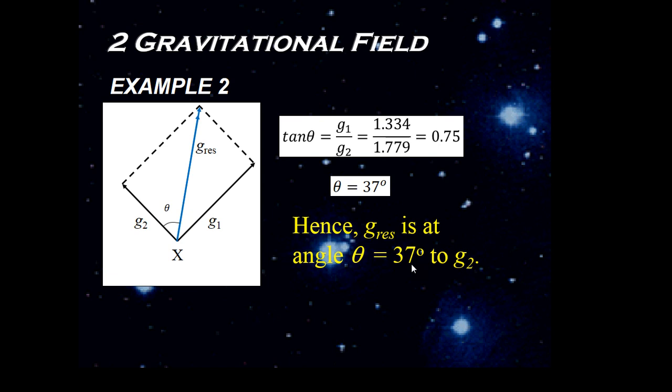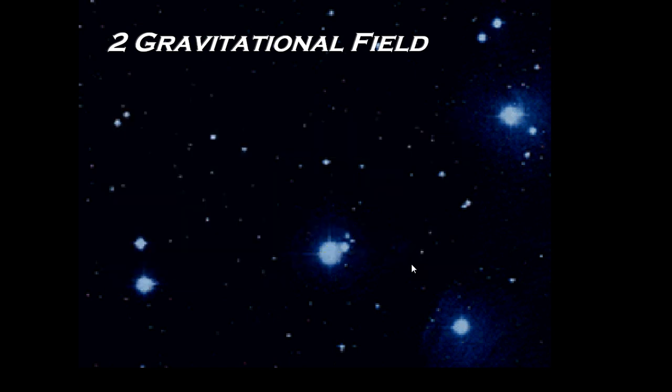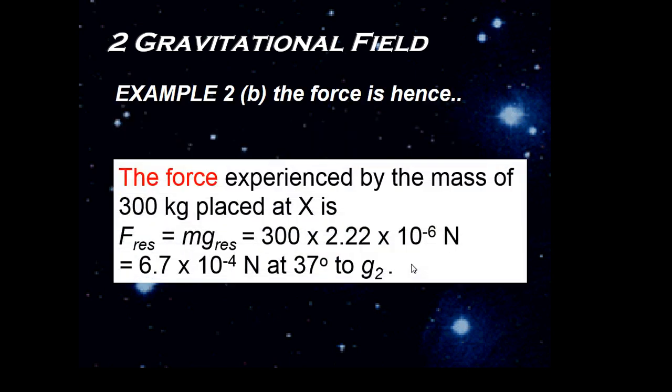Next, part B. They then ask you, if a mass of 300 kg is located at X, what will be the force it experiences? So, using the equation F equals to mg, you can find that very easily.